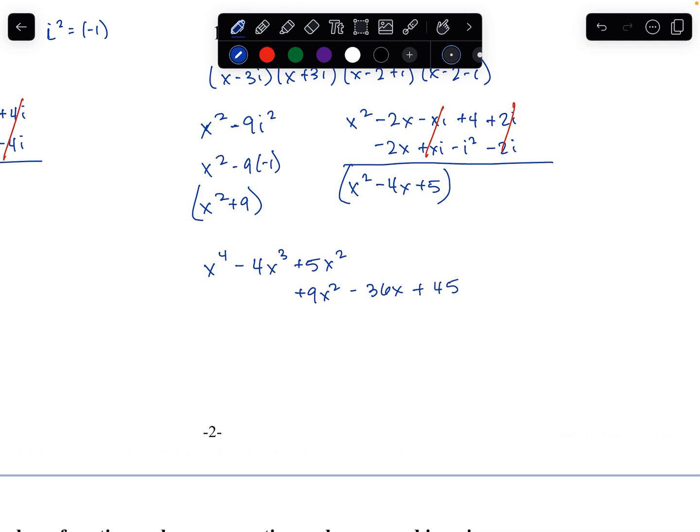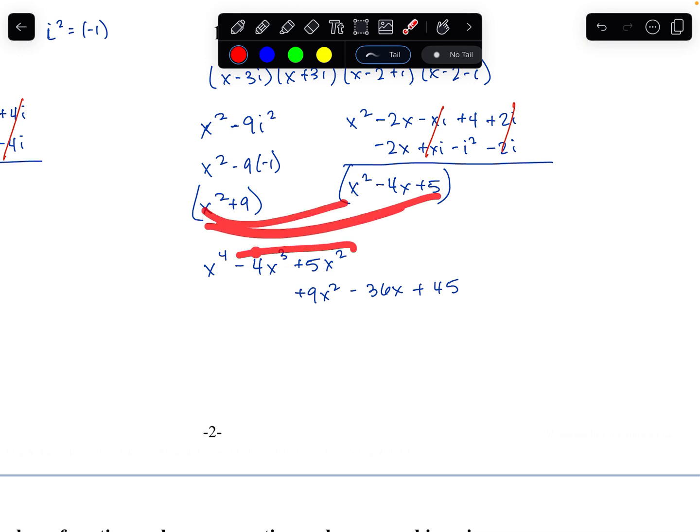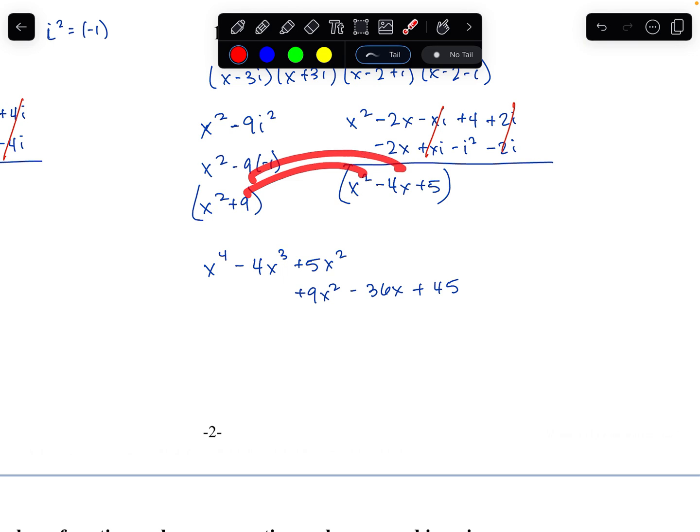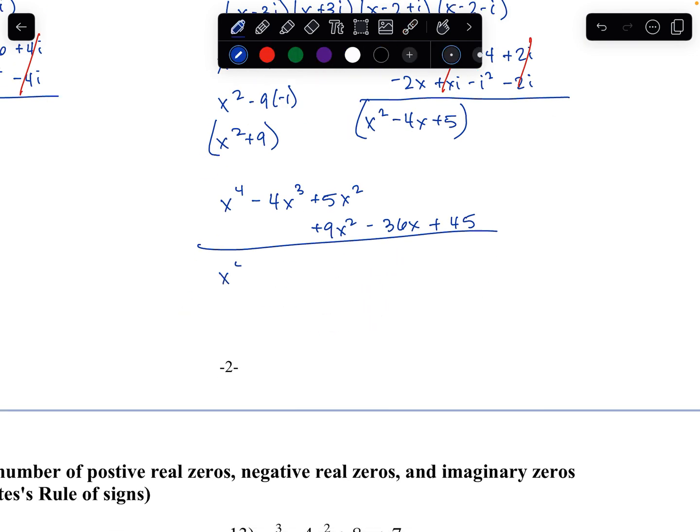Did I get everything? Right, so 1, 2, 3. I get 3 terms here. 1, 2, 3. Get 3 terms there. Okay. So we're going to have x to the 4th minus 4x to the 3rd plus, then we're going to have 9 plus 5. That's going to be 14x squared minus 36x plus 45. And yeah, I think that's it right there.